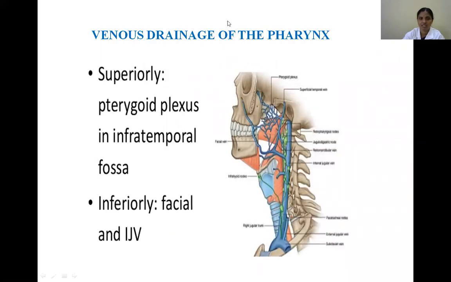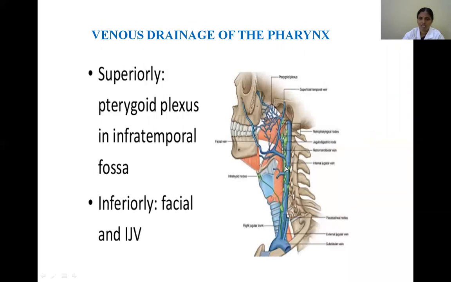Then what is the venous drainage? The veins form a plexus on the wall of the pharynx, and these plexuses drain superiorly into one more plexus, formed at the root of the pterygoid process, known as the pterygoid venous plexus.